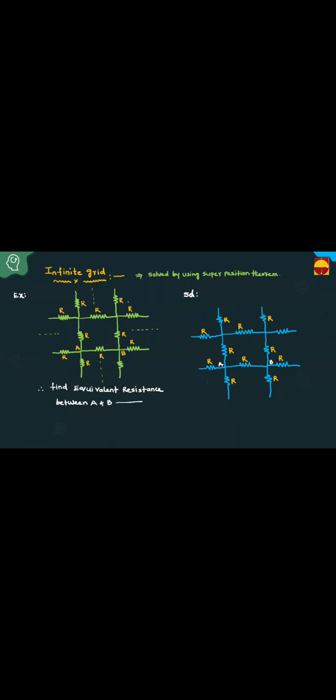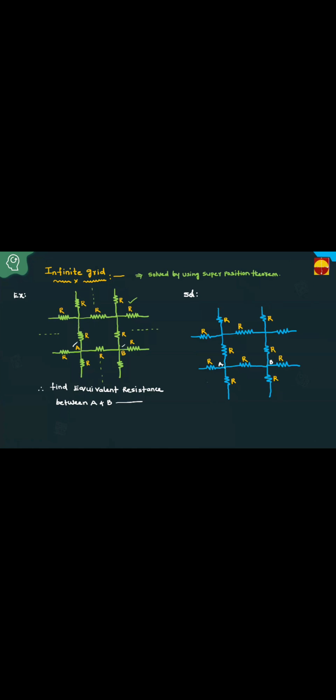This is the given grid. Find the equivalent resistance between A and B. Here the question is asking how to find the equivalent resistance between A and B. To find it for a given infinite grid, take one point where current is entering, and another point where current is leaving.